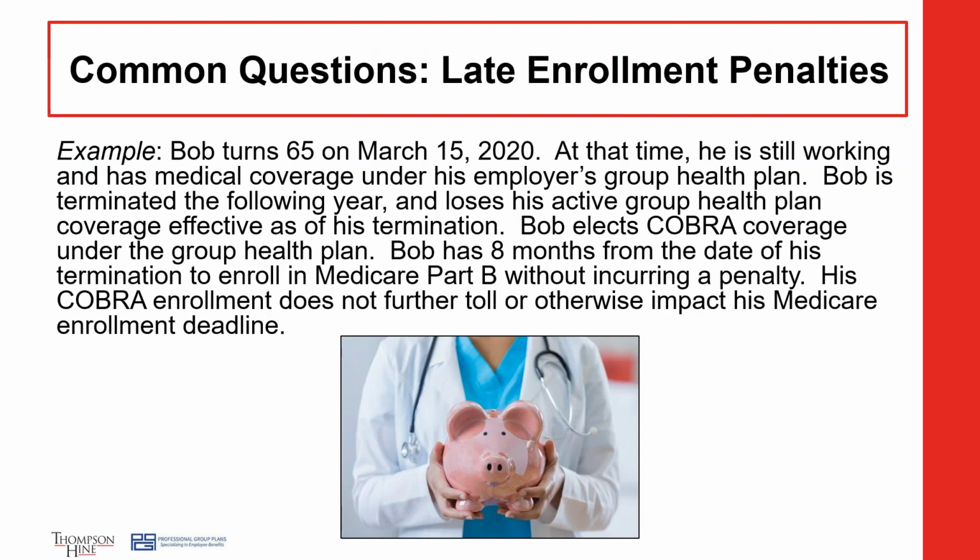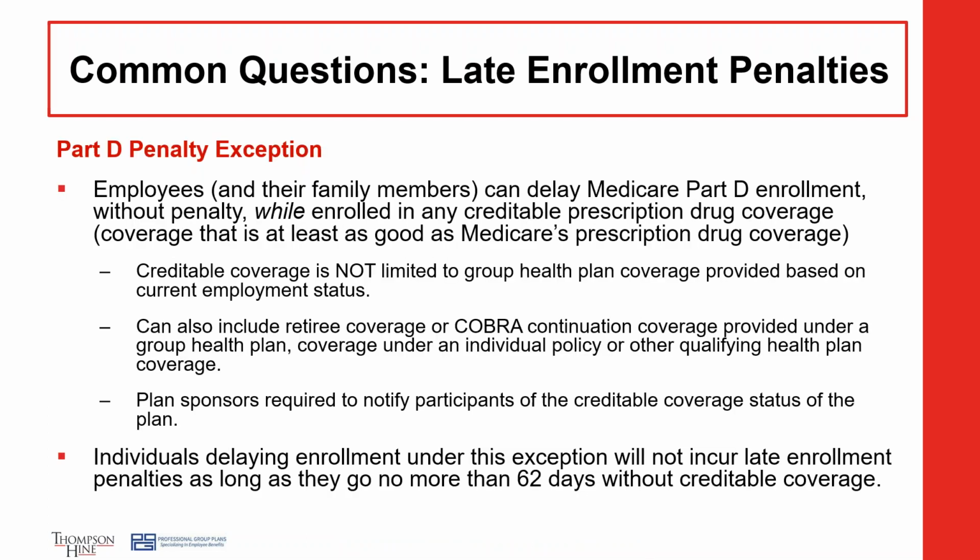So here's an example. Let's say Bob turned 65 on March 15th, 2020. At that time, he's still working and has medical coverage under his employer's group health plan. Bob is terminated the following year and loses his active group health plan coverage effective as of his termination. Bob elects COBRA coverage under the group health plan. Bob has 8 months from the date of his termination to enroll in Medicare Part B without incurring a penalty. The COBRA enrollment does not impact the enrollment deadline for avoiding the penalty.